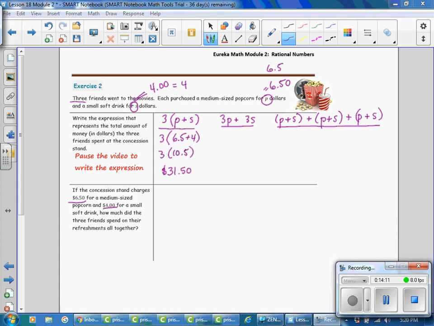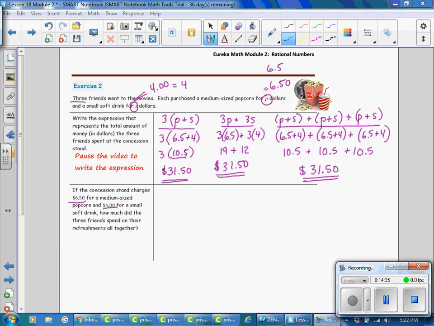I used the first expression, substituted the values. 6.5 plus 4 is 10.5, and 3 times 10.5 is 31.50. And then do the other expressions and see if you get the same answer or a different answer, and then resume the video to check your answer.